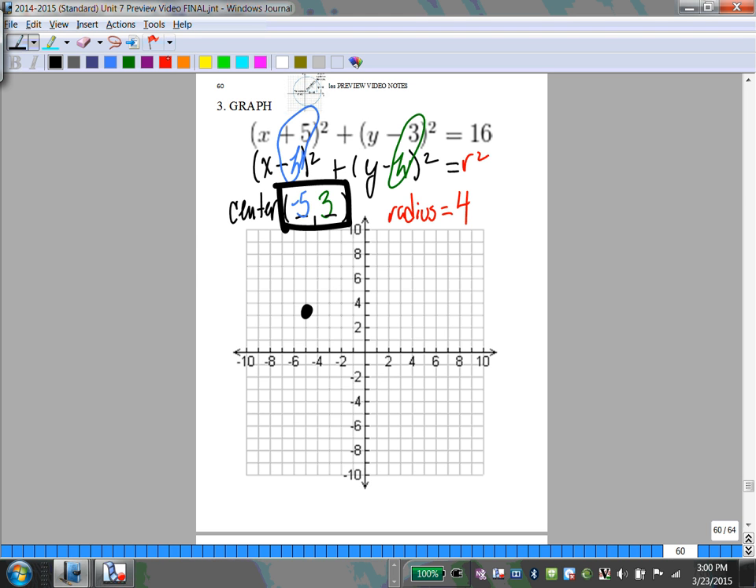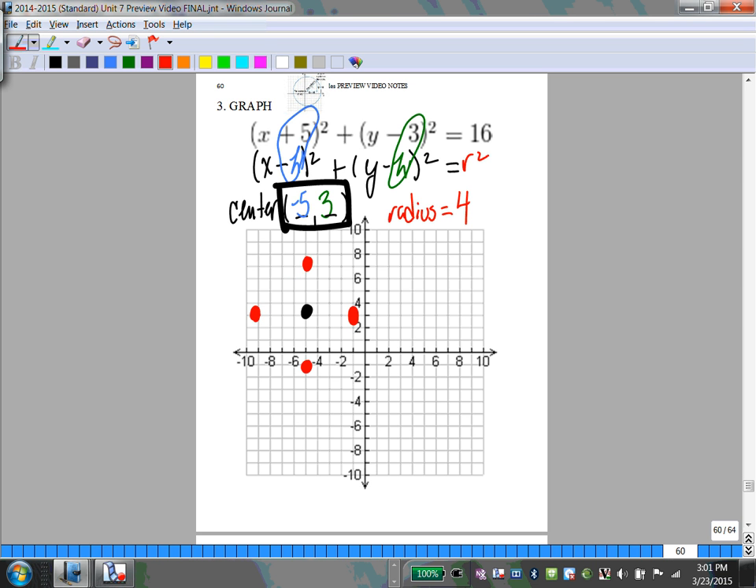Okay. Now from there, you're going to go north, south, east, west 4. 1, 2, 3, 4. That's a radius of 4. 1, 2, 3, 4. 1, 2, 3, 4. So it's like an anchor point.